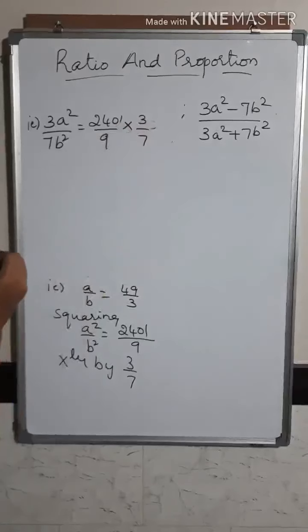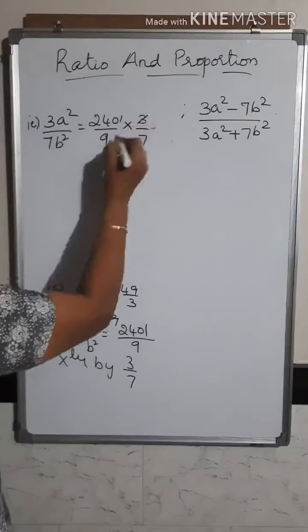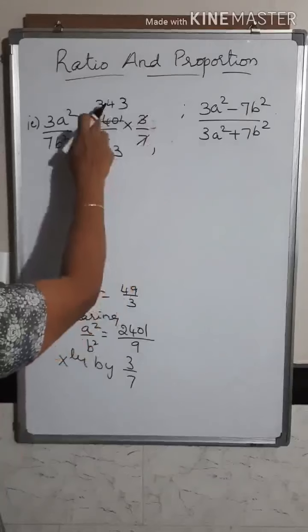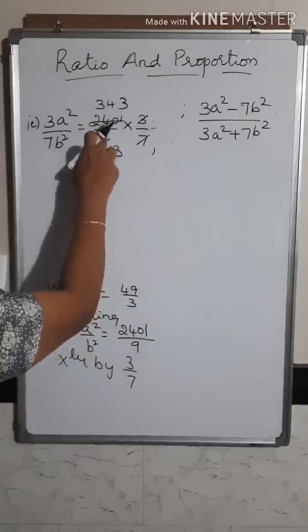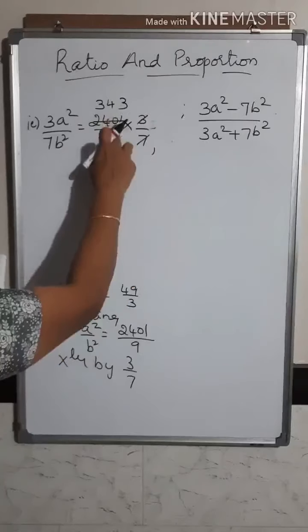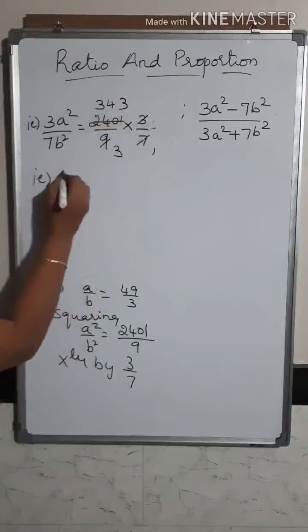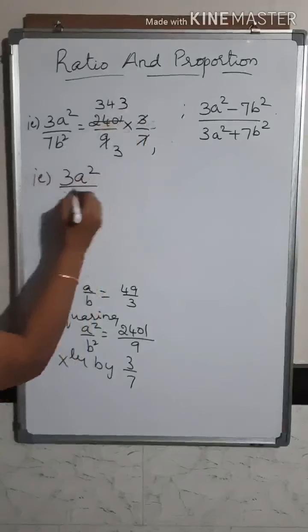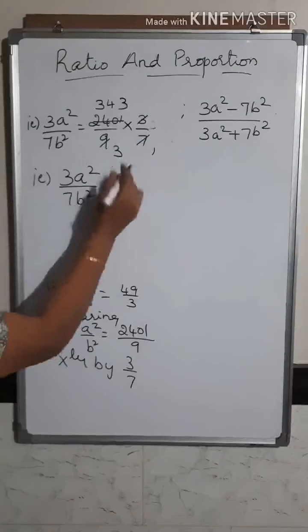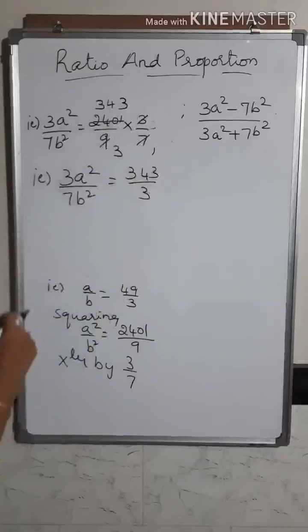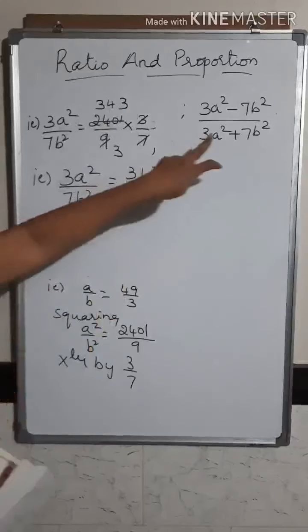Now when you multiply it by 3 upon 7, you can cancel it. 3 1s are 3, 3 3s are 7 1s are 7, 3 3s are 21, 30 remains, 7 4s are 28, 21 remains, 7 3s are 21. So you are getting the answer as 3a square upon 7b square is equal to, here you are left with 343 upon 3.